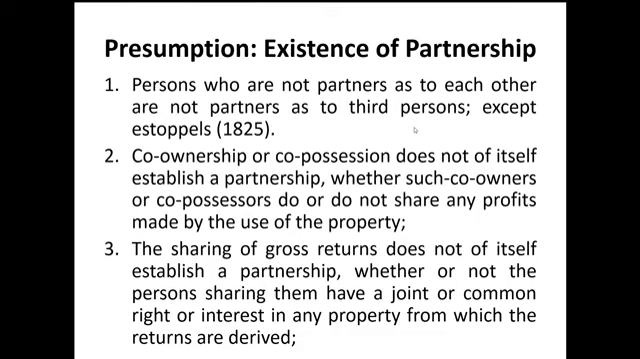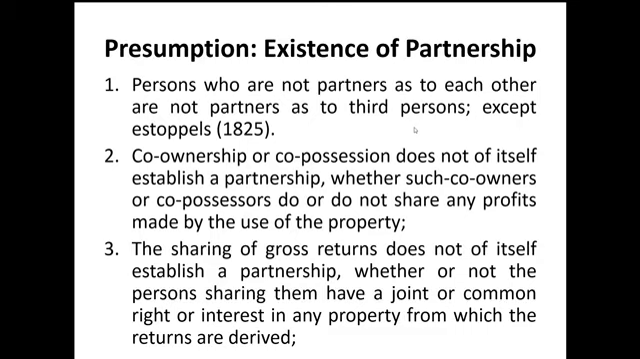Presumption. Sabi dito, persons who are not partners as to each other are not partners as to third persons, except estoppel. Ibig sabihin, kung si A and B nga, hindi sila partners as to each other, hindi sila partner sa isa't isa, dapat hindi kayo partner kay C, a third person, except estoppel. Kasi diba, A and B are not partners, pero nag-misrepresent sila kay C that they are partners. Under the law, A and B becomes partners by estoppel.